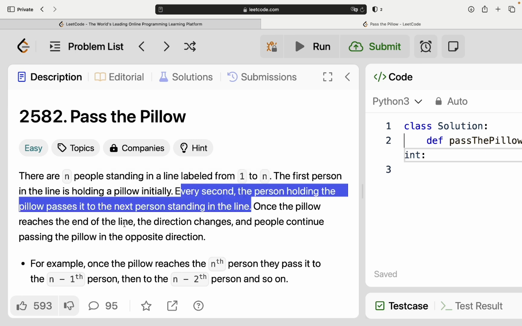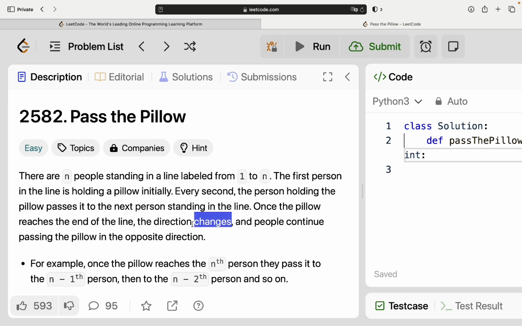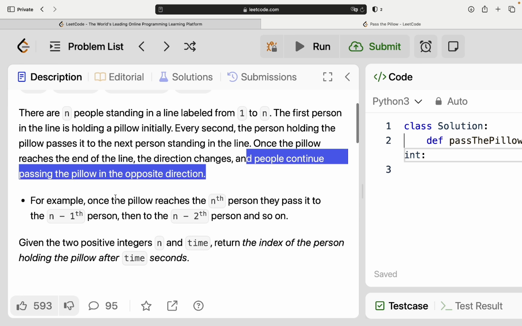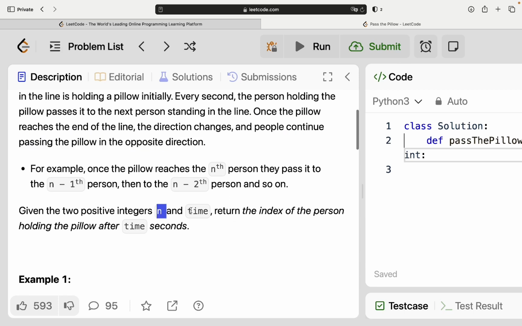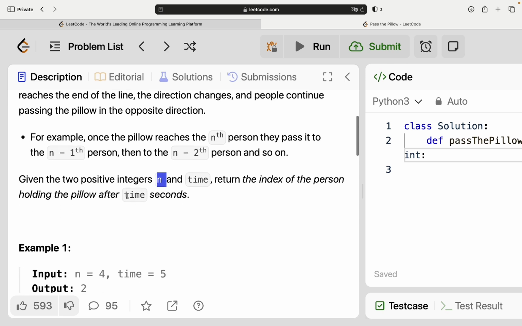Once the pillow reaches the end of the line, the direction changes. People continue passing the pillow in the opposite direction. For example, once the pillow reaches the end person, they pass it to the n minus 1, so it starts going backward. And the n minus 1 passes to n minus 2, and so on. So given two positive integers, n and time, return the index of the person holding the pillow after time seconds.